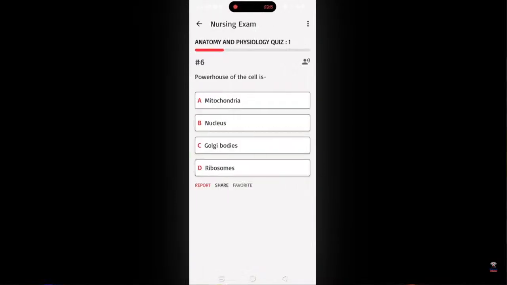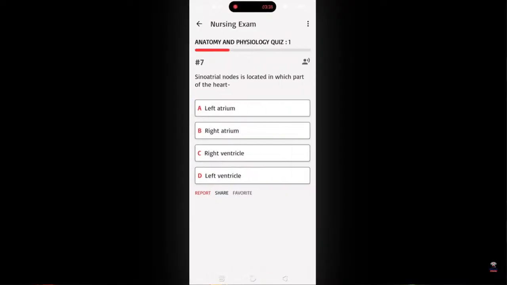Powerhouse of the cell is A. Mitochondria, B. Nucleus, C. Golgi bodies, D. Ribosomes. Correct answer. So ideally the question is just testing about the cell and its function. So let's talk of the mitochondria, which is always the powerhouse of the cell. Sinoatrial node is located in which part of the heart? A. Left atrium, B. Right atrium, C.